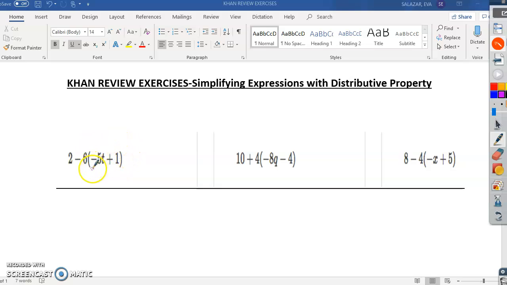Remember that the distributive property, once again, is taking that number in front of that parentheses and multiplying it times everything inside the parentheses.